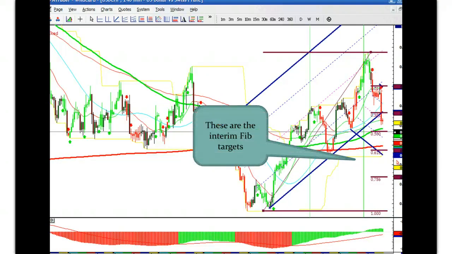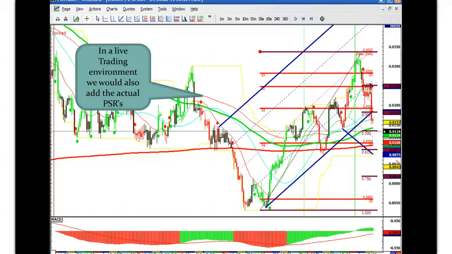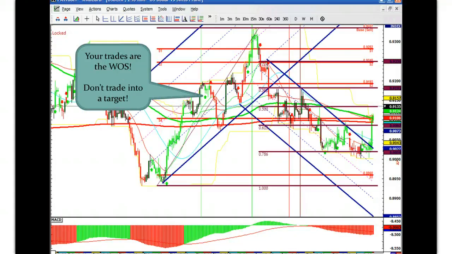So I put the fibs on, the interim targets. This is going to be important to know why we used to have the fibs on. And I then put on the HSI. Now, again, in a live environment, we'd have the actual PSRs. So here's the target right here. The next target from where we are is the R4, and the last target is down here based on the HSI. So what did the market do?